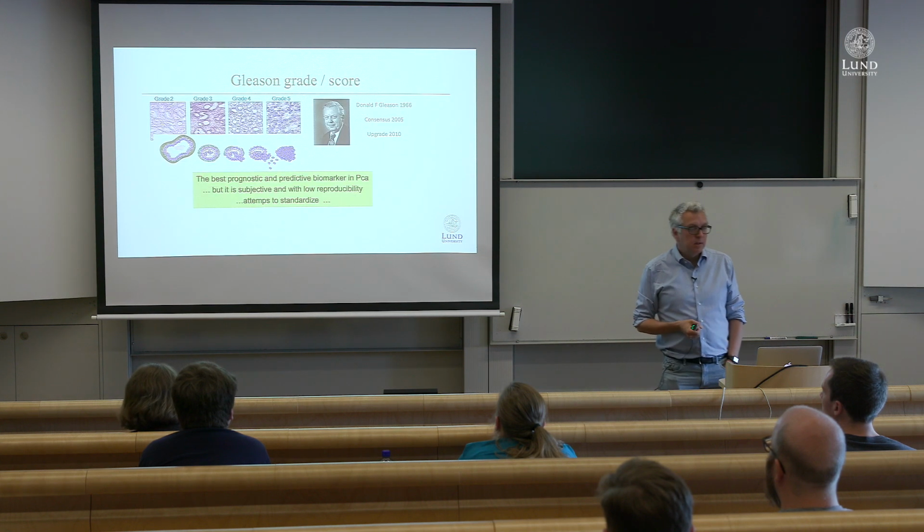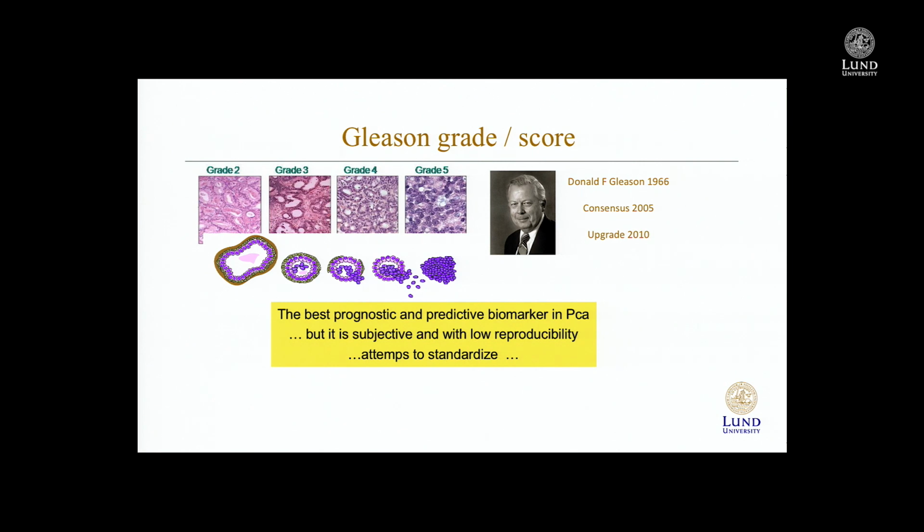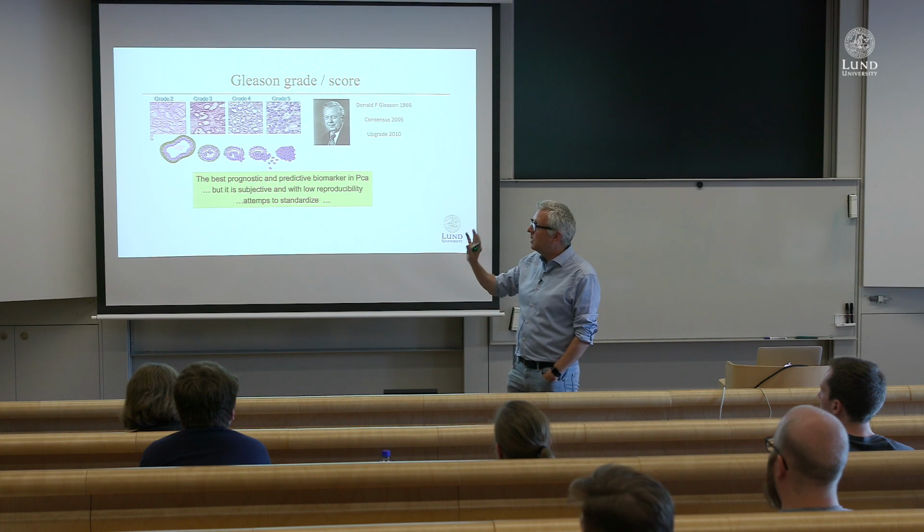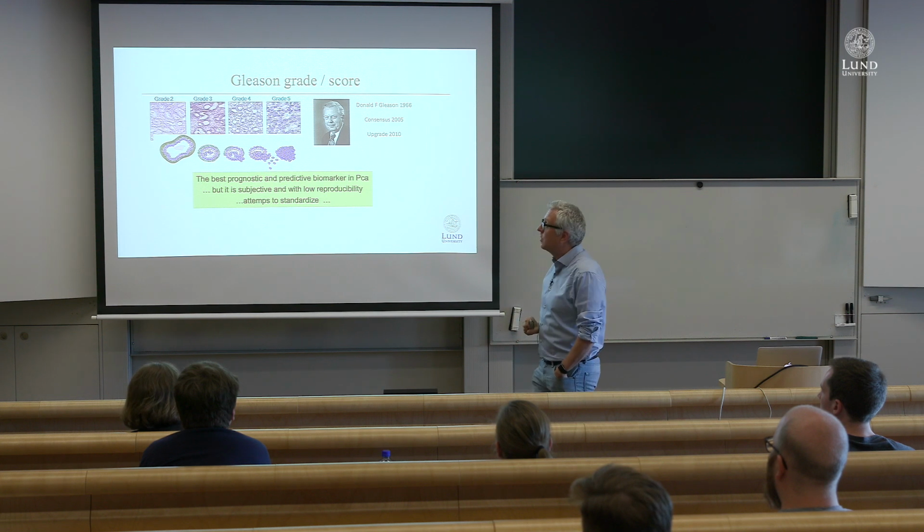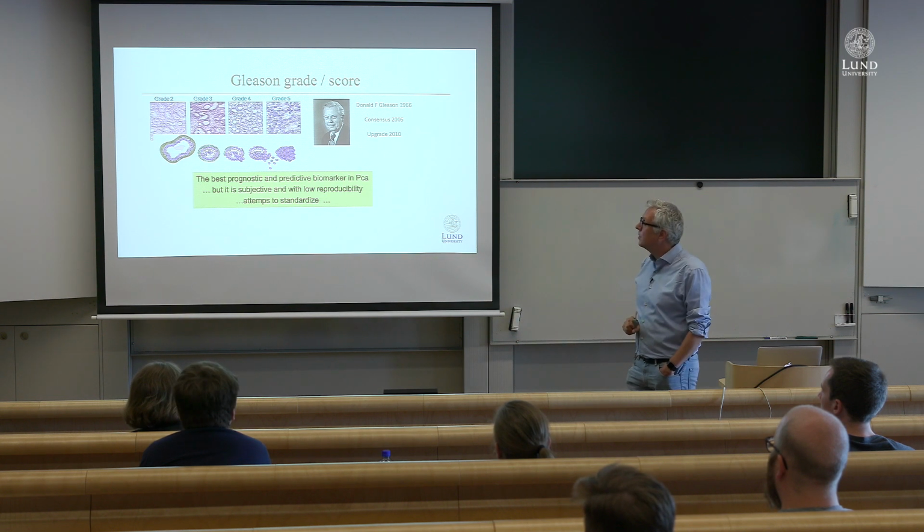And how do you grade these? Well, the best prognostic and predictive marker is still a grading system that was invented by Donald Gleason in 1966. Originally there was a 5-grade score, 1, 2, 3, 4, 5, but now it's been revised, so there's benign, and then 3, 4, 5. So there are 4 different grades of this Gleason score.